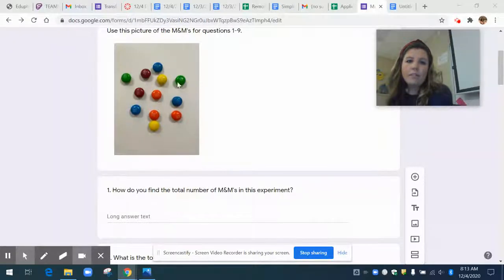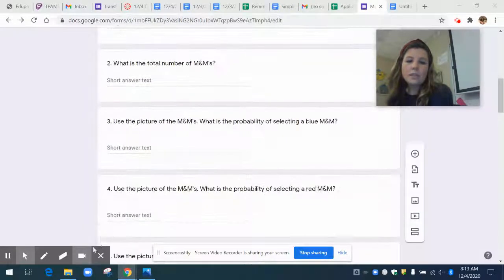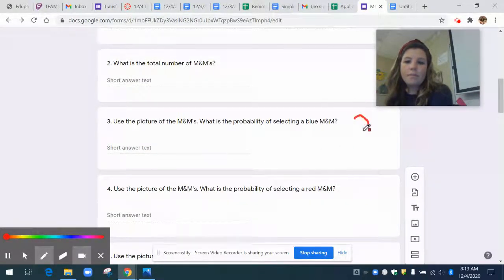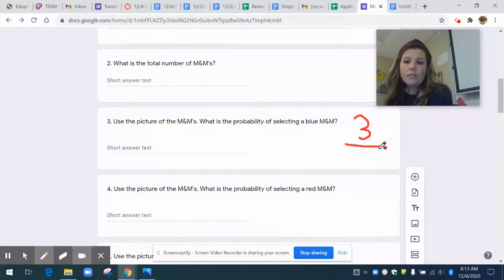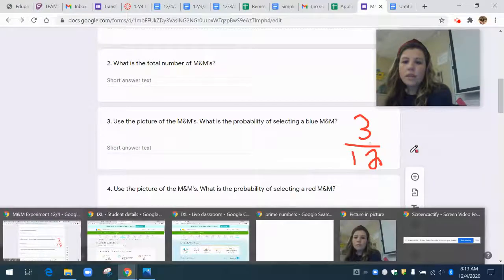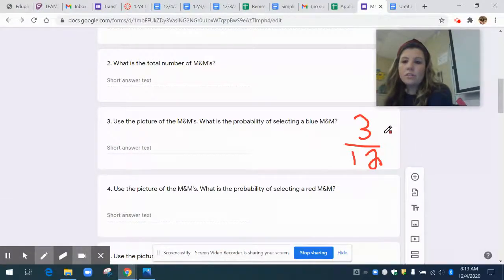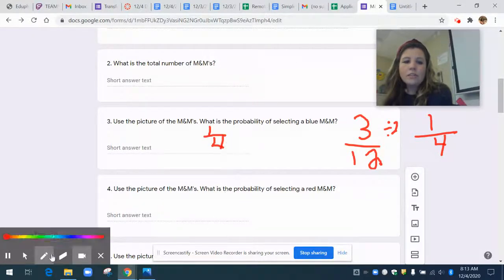Okay, well I know I have 3 blue M&Ms, out of, and there's 12 total in the picture. So 12 would be my total. Okay, and then I'm going to reduce that. So those are both divisible by 3, so I'll divide both by 3, and that's going to be 1 over 4. So the probability of selecting a blue M&M would be 1 out of 4. So that's how you'll do these here at the top.